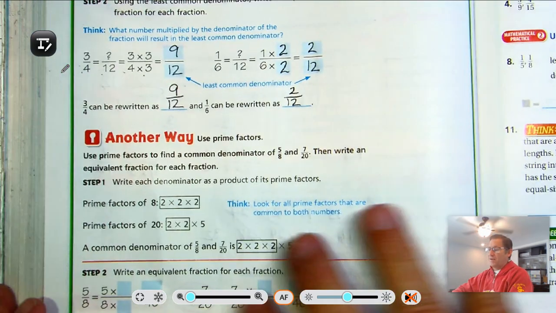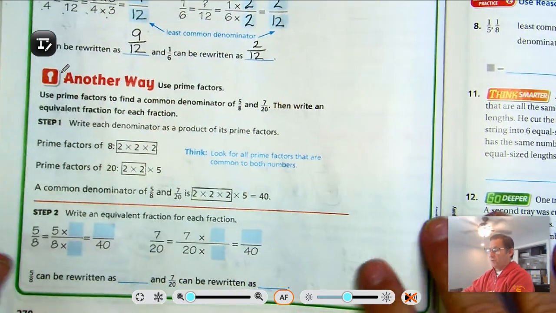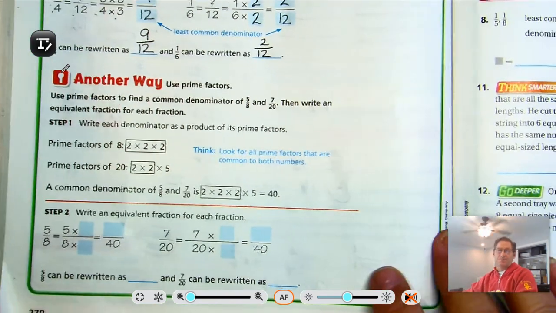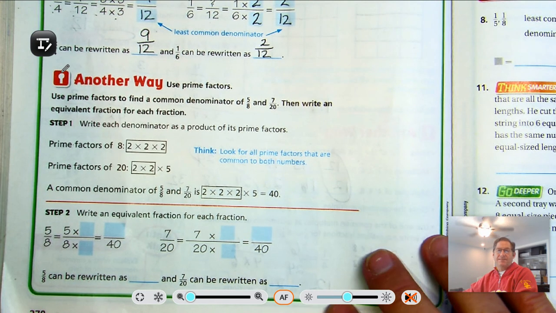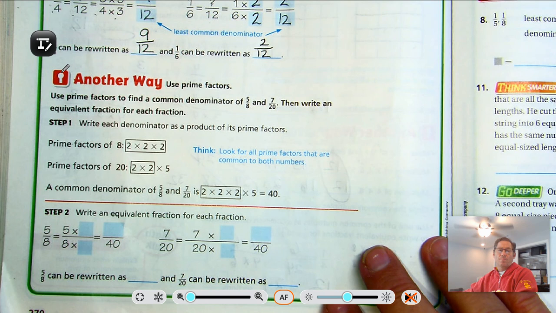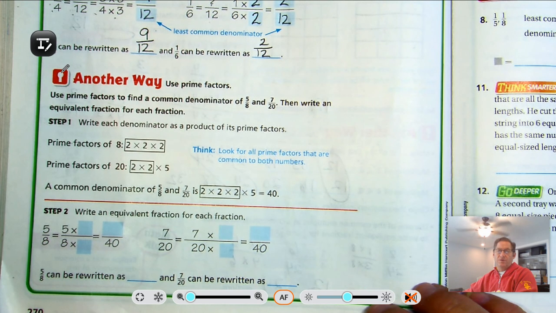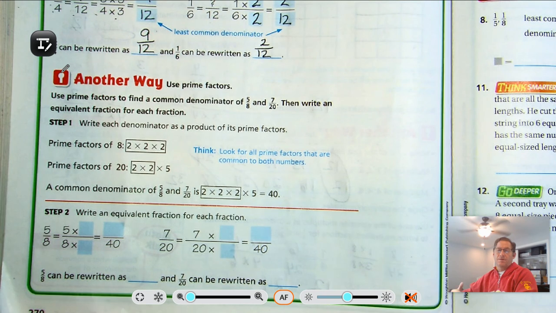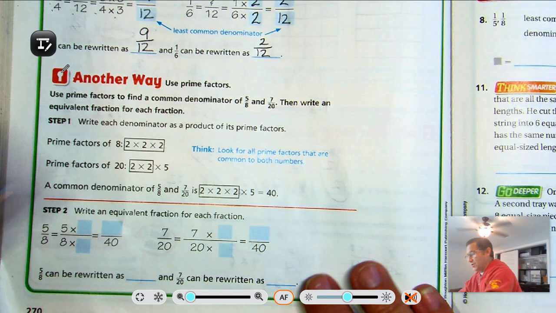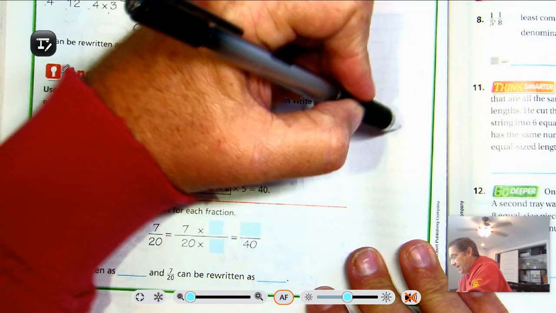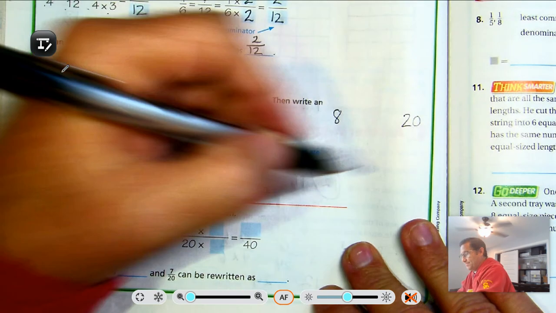All right, the final method that you're going to learn is using prime factors. And so when we look at 5/8 and 7/20, we're going to use the prime factors of those two numbers to find the least common denominator. All right, so I have 8 and I have 20.